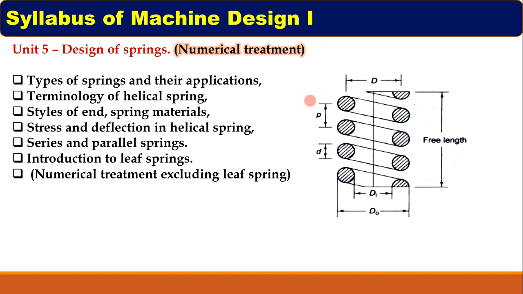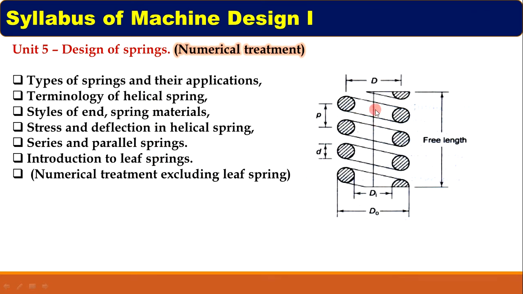Now, the next unit is unit number 5, design of springs. And on this unit, there is a numerical treatment. The content of this unit is types of springs and their applications, terminologies of helical spring, styles of end, spring materials, stress and deflection in the helical spring, series and parallel springs, introduction to leaf springs, numerical treatment excluding leaf spring. So on leaf spring, numerical treatment will not be there, but on helical compression spring particularly, numericals will be there.